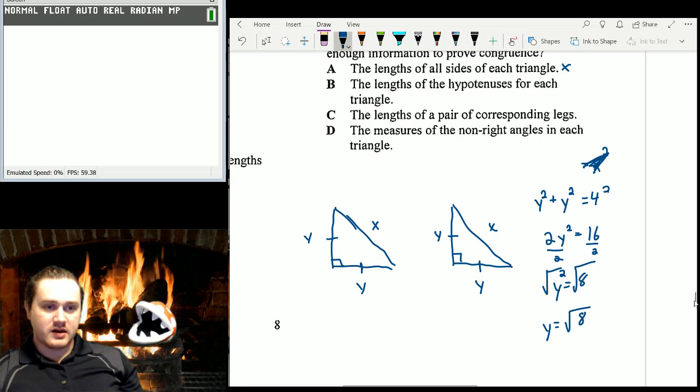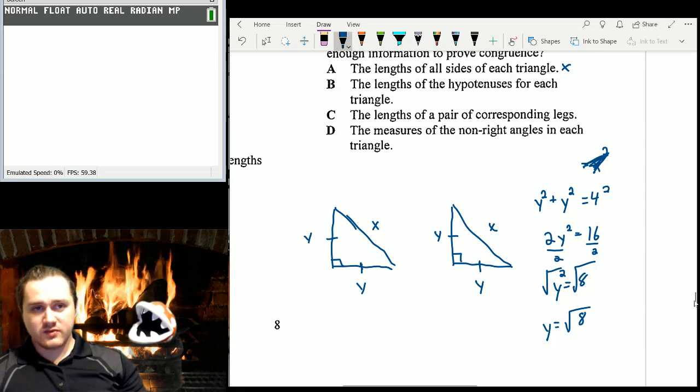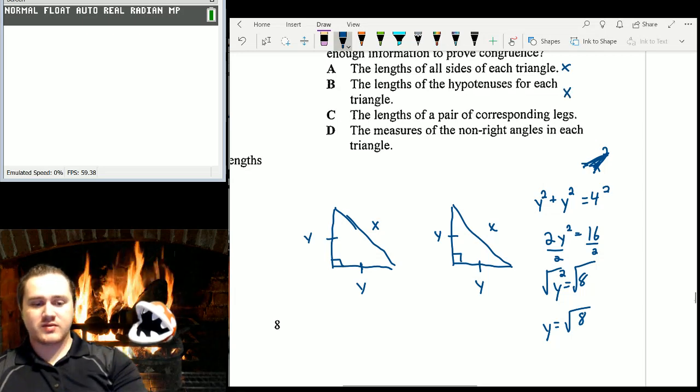Now, is the square root of 8 a number? Yeah, it might not be in simplest form, but it is a number, and we would be able to compare those numbers to the other ones. So we would technically have all three sides to be able to compare. So the length of the hypotenuse of each of the triangles would be able to tell if those are congruent or not.